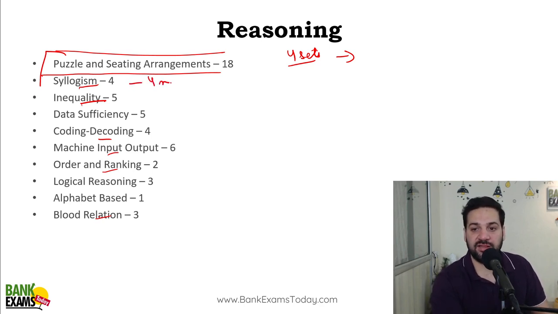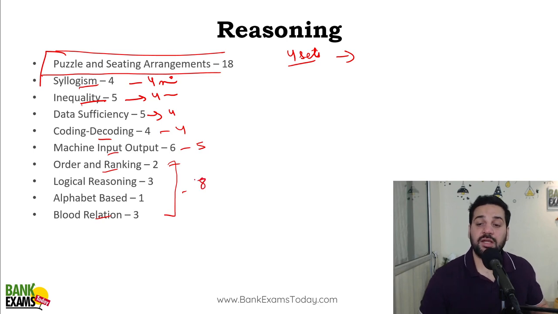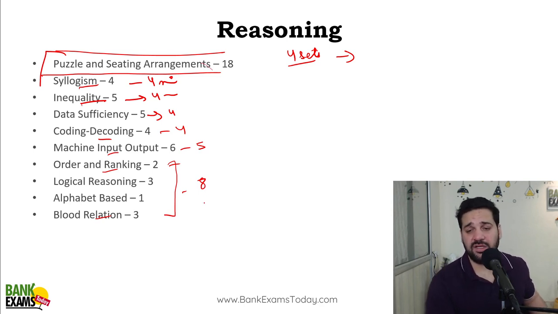Syllogism pe you are spending let's say 5 minutes, inequality pe 3-4 minutes, right? Data sufficiency 3-4 minutes, right? Coding decoding 4 minutes, machine input output 4-5 minutes, right? Order and ranking, so all in combined, let's say you spend like 7-8 minutes. You need to calculate ki time bacha kitna, right? So first of all, these are the questions. Let's say you spend 30 minutes in these topics.